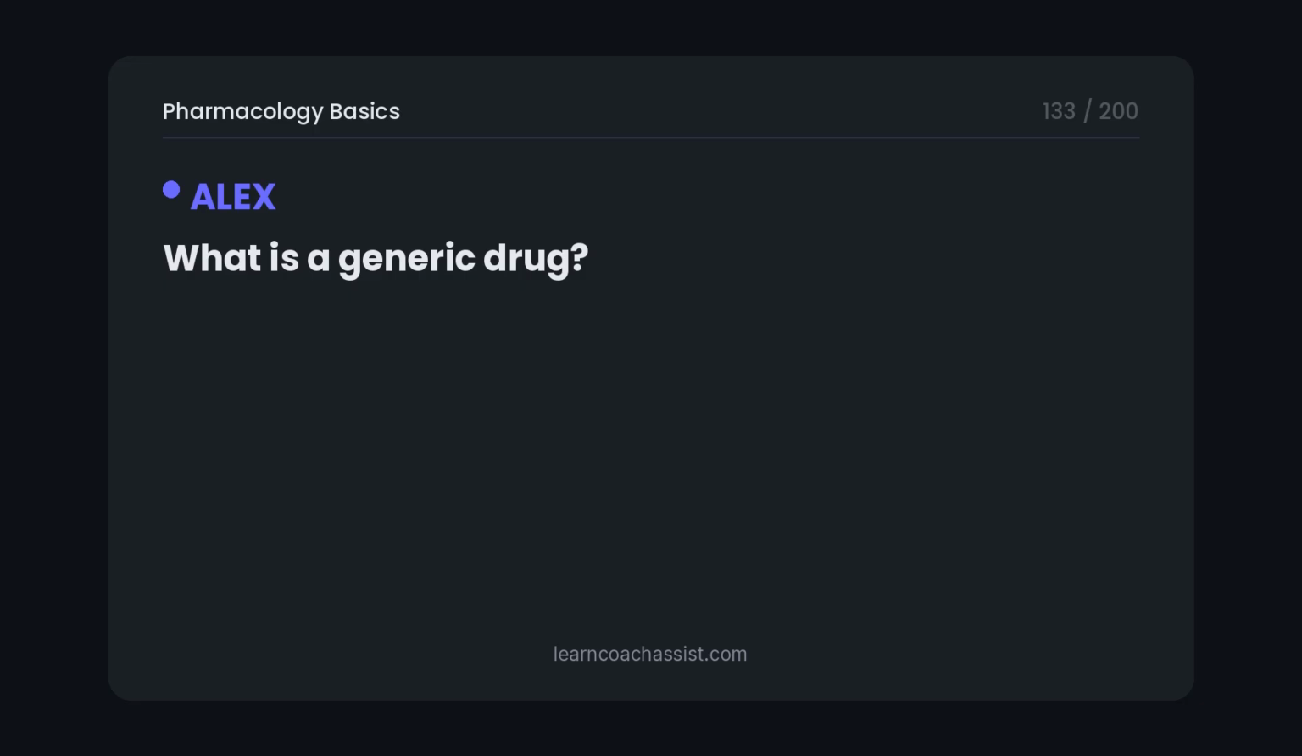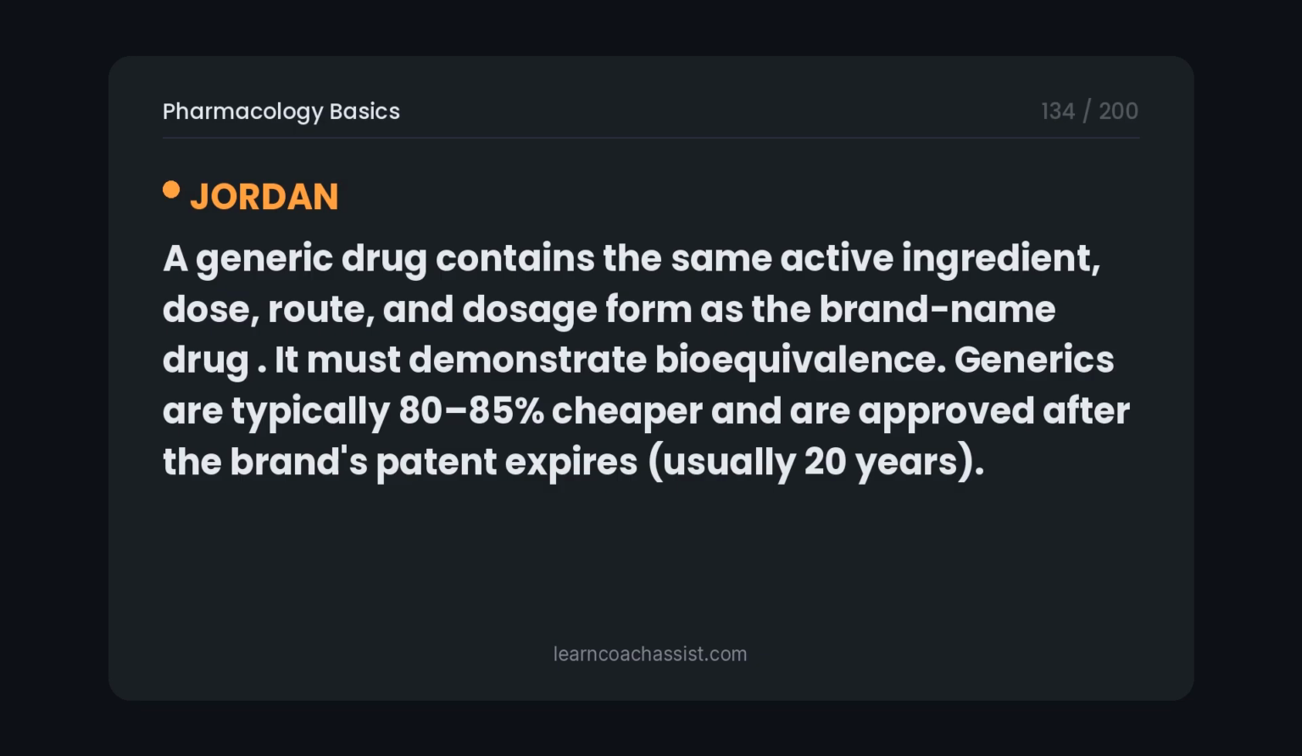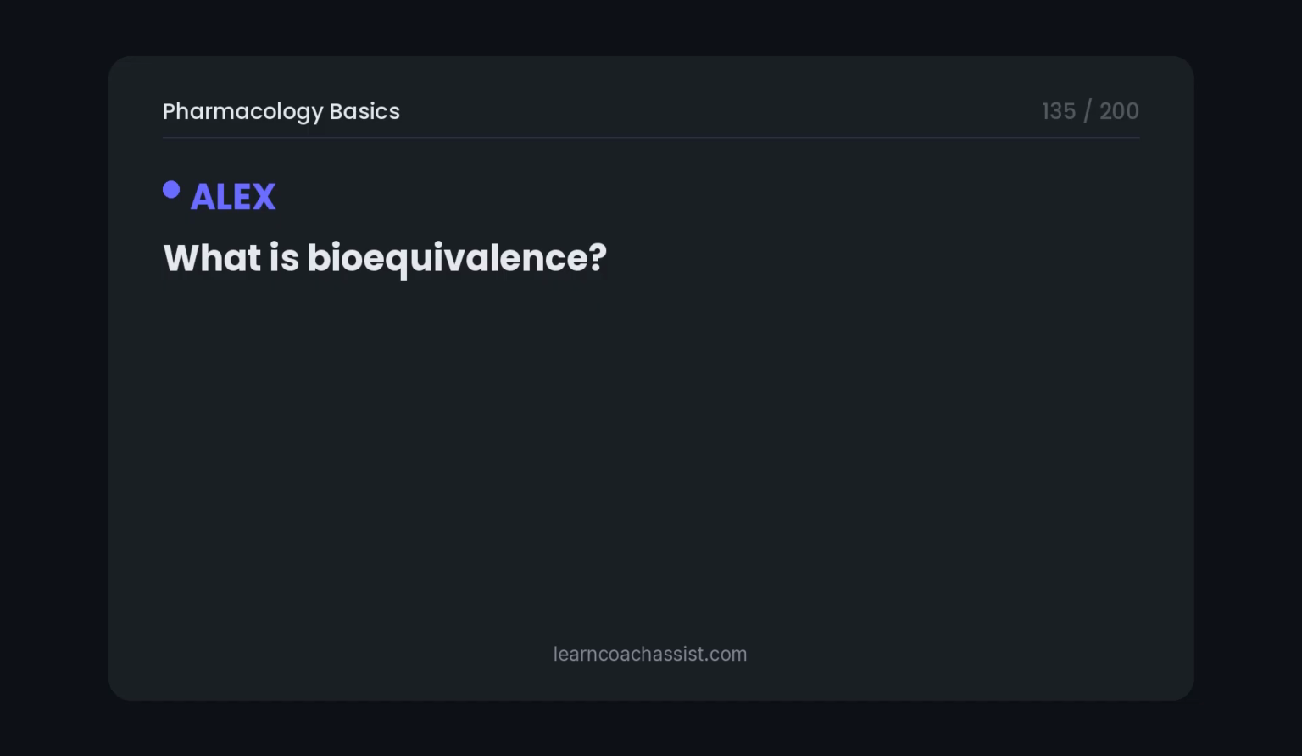What is a generic drug? A generic drug contains the same active ingredient, dose, route, and dosage form as the brand name drug. It must demonstrate bioequivalence. Generics are typically 80 to 85% cheaper and are approved after the brand's patent expires, usually 20 years.